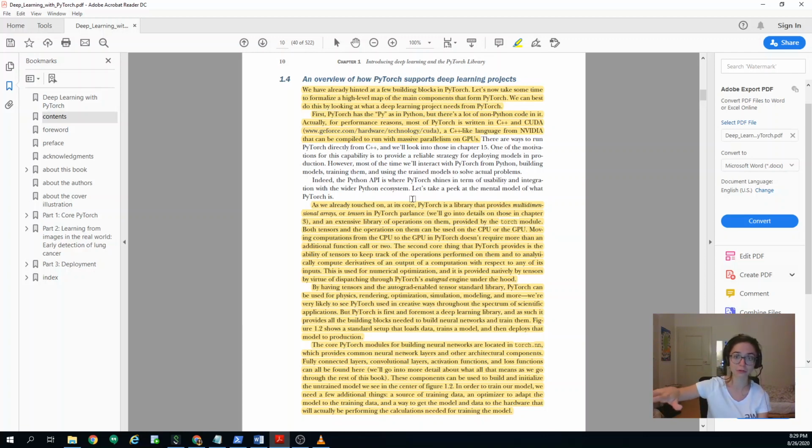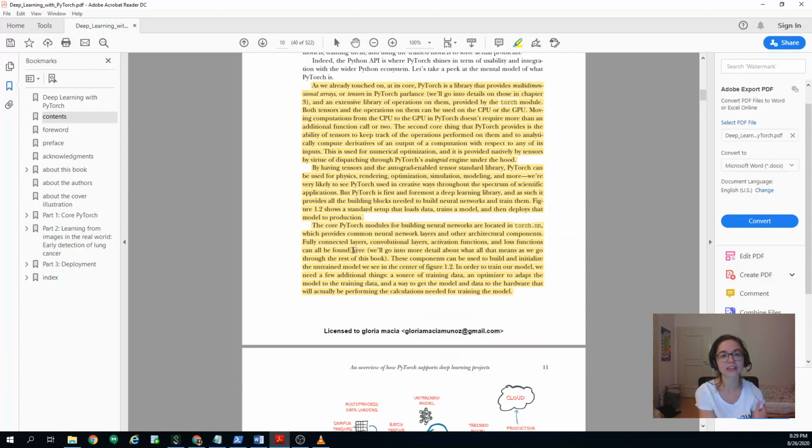So that SageMaker notebook we set up in a previous video uses GPUs, and those GPUs run CUDA on them, right? So that's why it's very important. And it says, as we already touched on, at its core, PyTorch is a library that provides multi-dimensional arrays, also called tensors, and an extensive library of operations on them provided by the Torch module. So we did import torch, that's that Torch module. Both tensors and operations on them can be used on the CPU and on the GPU, and that's what we did, right? We moved from the CPU to the GPU. And that was super easy. We just needed to change the device. So it was just one line of code.